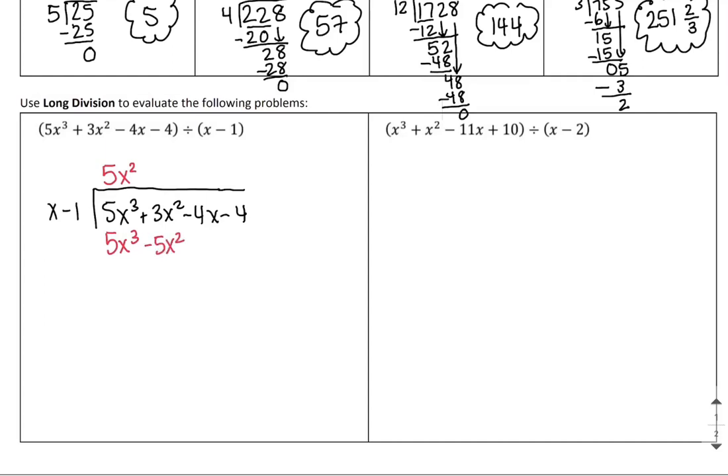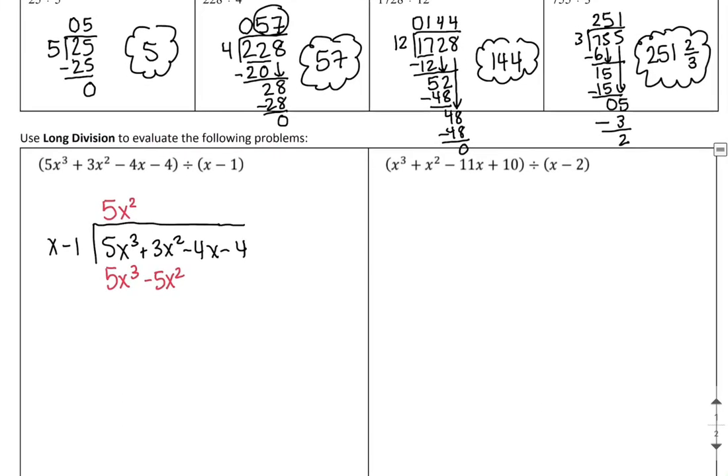And now, just like I did in all of these examples, I'm going to subtract what I got when I multiplied x minus 1 times 5x squared. And when I subtract, I cancel out 5x cubed. That goes away. I'm left with 3x squared minus negative 5x squared, which gives me 3x squared plus 5x squared, which is 8x squared. I bring down the minus 4x, and then I do it again.